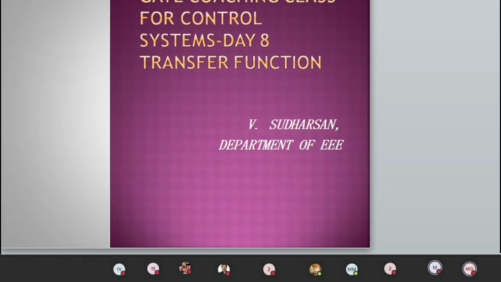In today's class, we are going to discuss certain important problems related to transfer function which were asked in the GATE examinations.